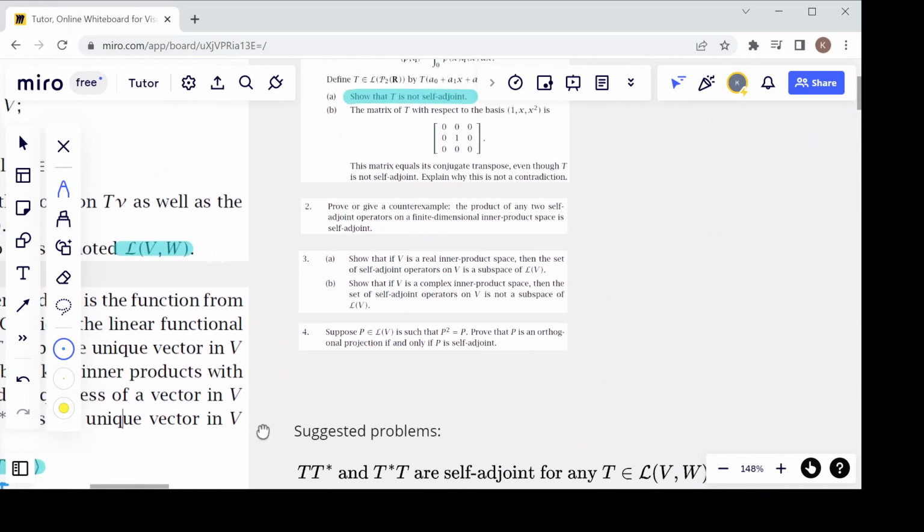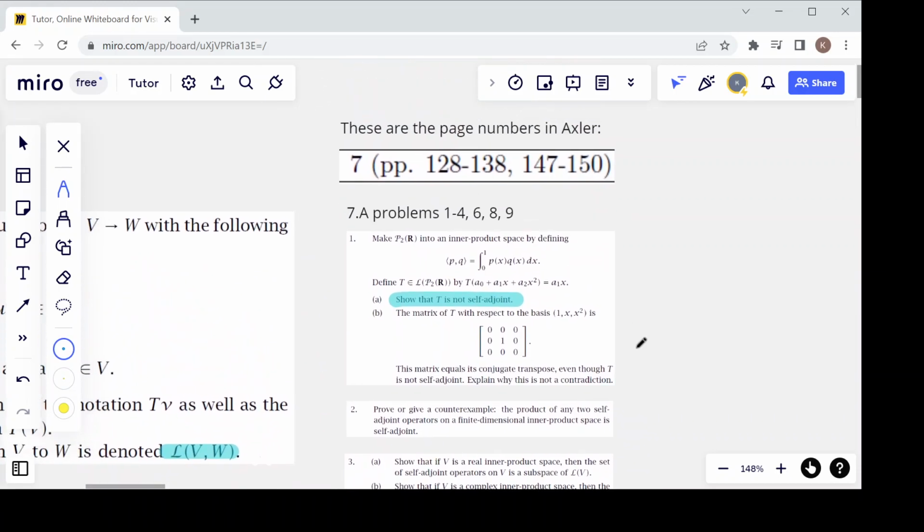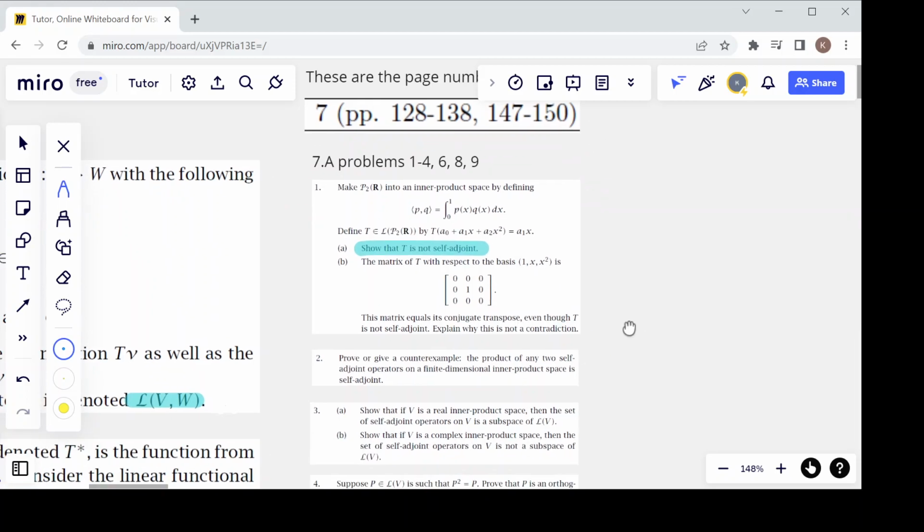Now, we want to prove that it's not self-adjoint. Just remember, to prove something's true, you need a general proof that will work for all vectors in the space. But to disprove this, we only need to find one case where it doesn't work. So let's look at specific cases. And I know sometimes looking at the general case can guide you towards finding a counterexample, but we're not going to do that in this case.